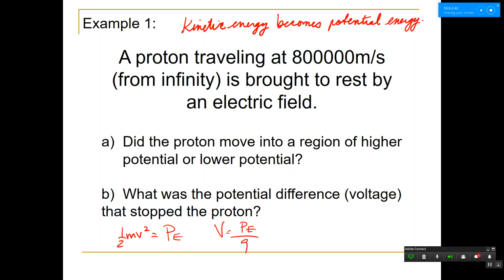So kinetic energy is slowing down because the object is coming to a stop. So it's losing kinetic energy, and by losing kinetic energy, it's gaining potential energy. So all that kinetic energy gets converted to potential energy.